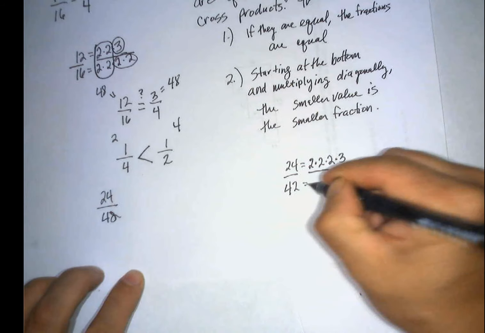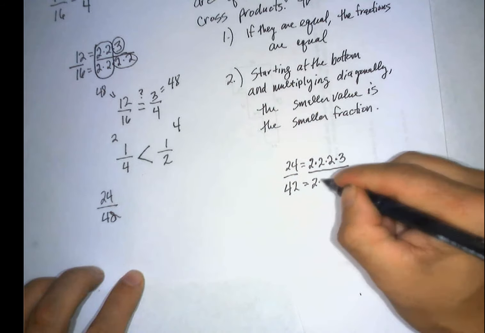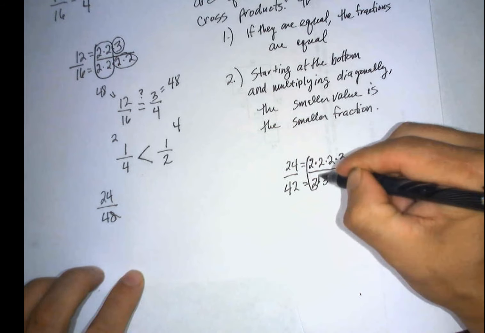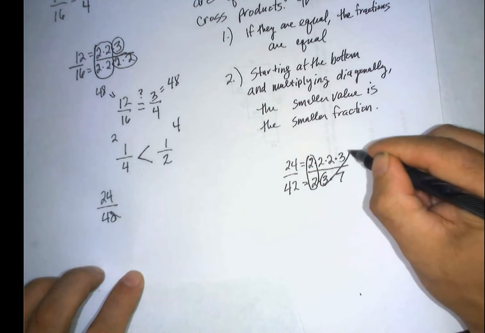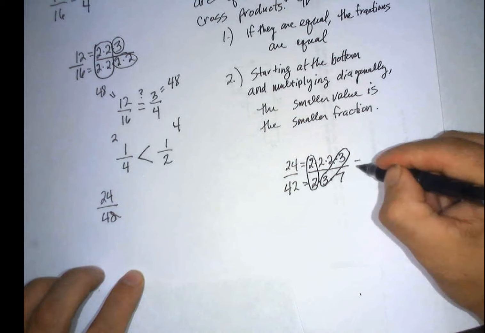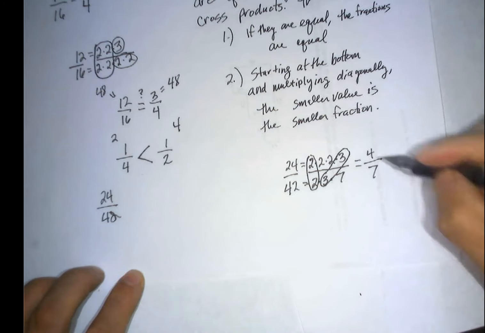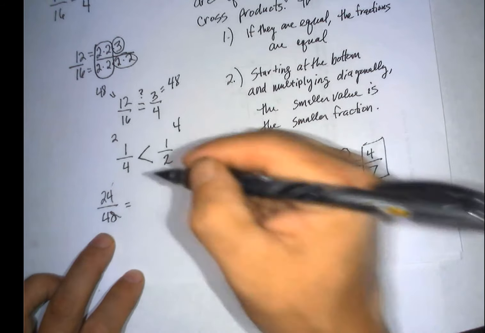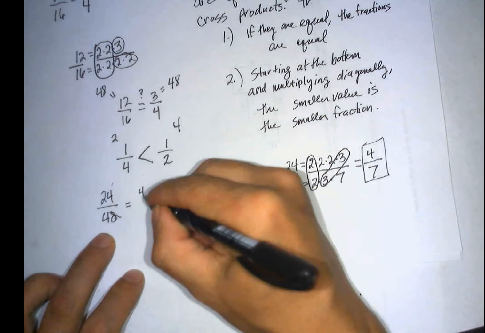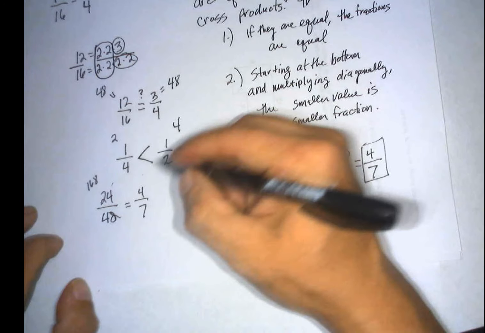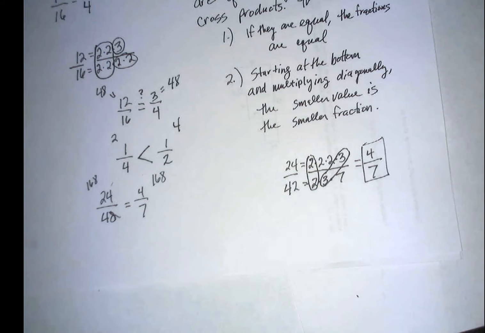42 is 6 times 7. 6 is 2 times 3 times 7. So we get this here in common and this here in common. So the GCF is 2 times 3, which is 6, and what's left? 4/7. So 4/7 is this reduced. Are those equivalent? Yes. 7 times 24 is 168. 42 times 4 is 168. Okay, so those are equivalent.